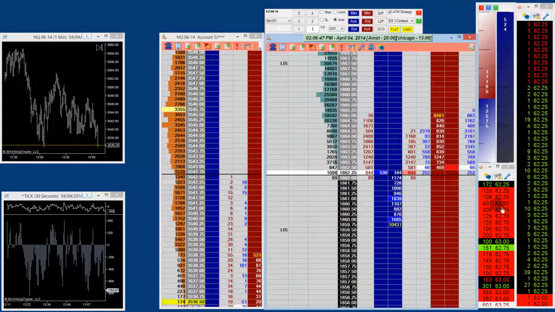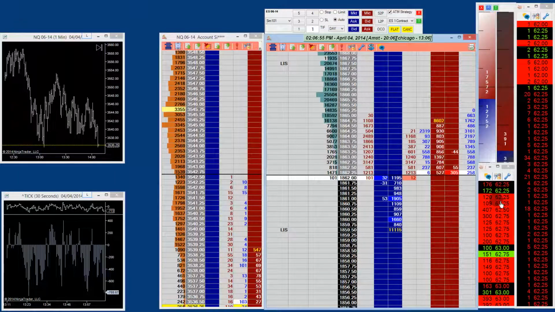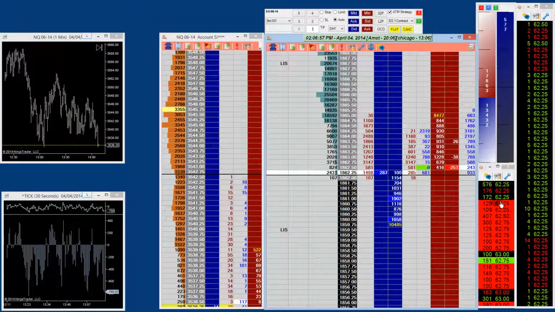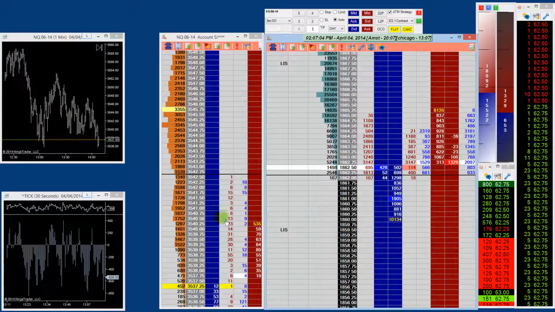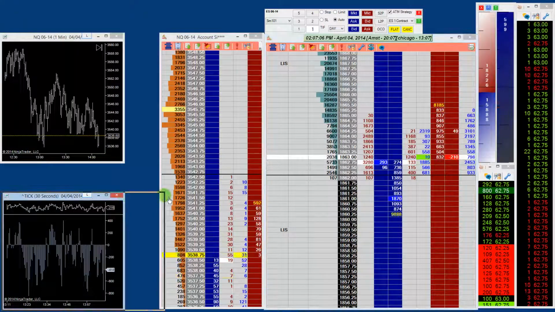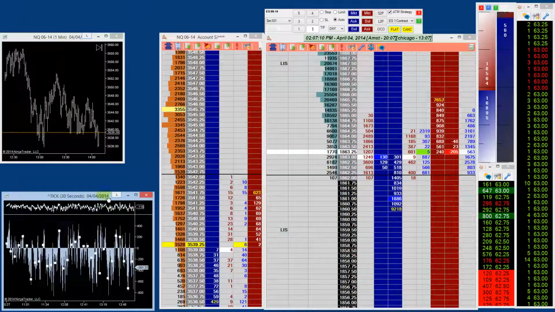You could just pick up a filtered time and sales and say in your head, I'm just going to look at size. I want to see size move the price, and if size doesn't move the price and it sits there for a while, I'm going to expect it to go in the opposite direction. Or you could just say, I'm just going to use the NYSE tick. I'm just going to see if the tick's on my side. Or I'm just going to use the NASDAQ.